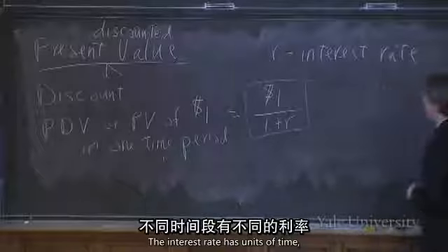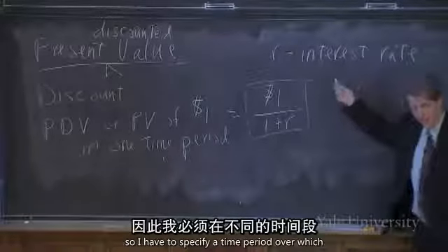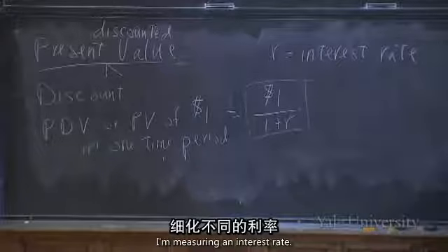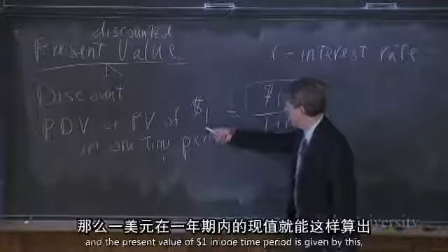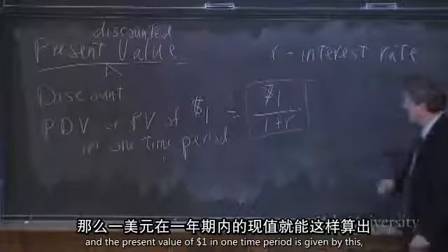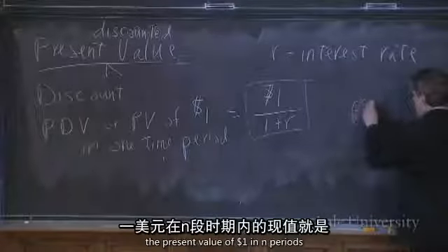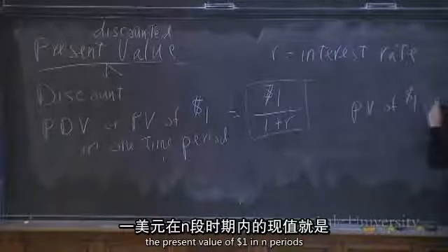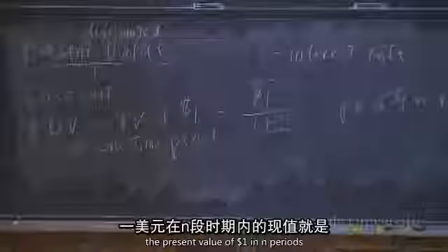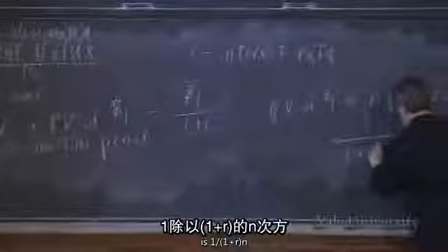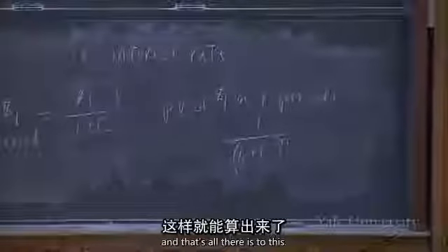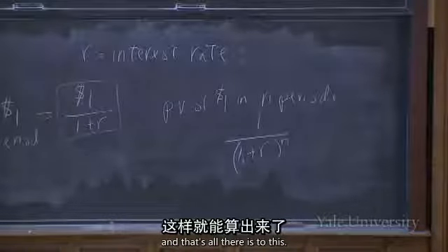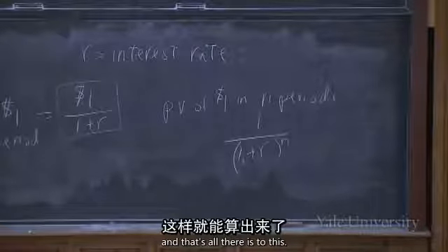The interest rate has units of time, so I have to specify a time period over which I'm measuring an interest rate. So typically it's a year. So if it's a 1 year interest rate, and the time period is 1 year, the present value of $1 in one time period is given by this. The present value of $1 in n periods is 1 all over 1 plus r to the nth power. That's all there is to this, then.